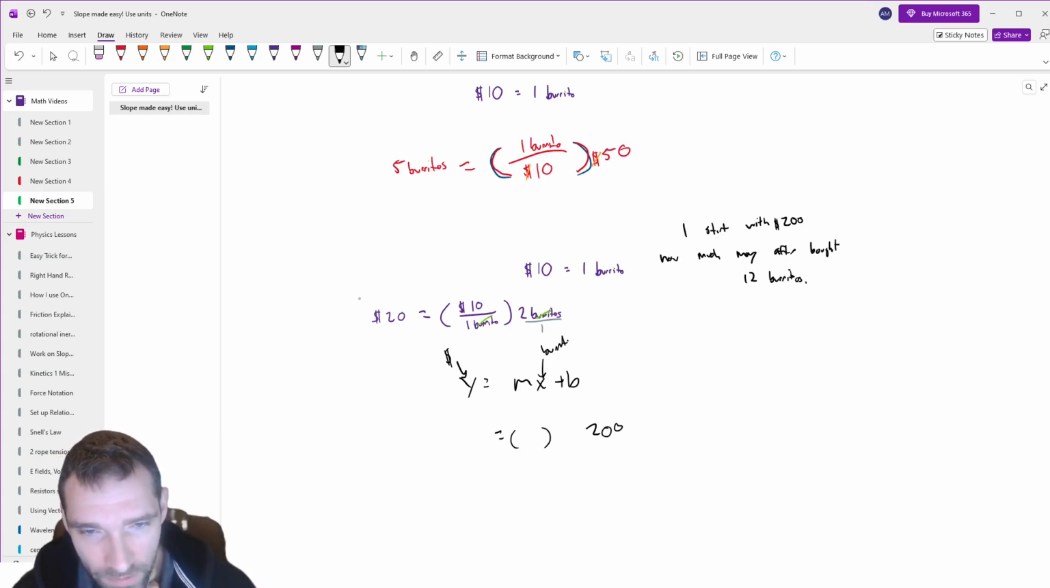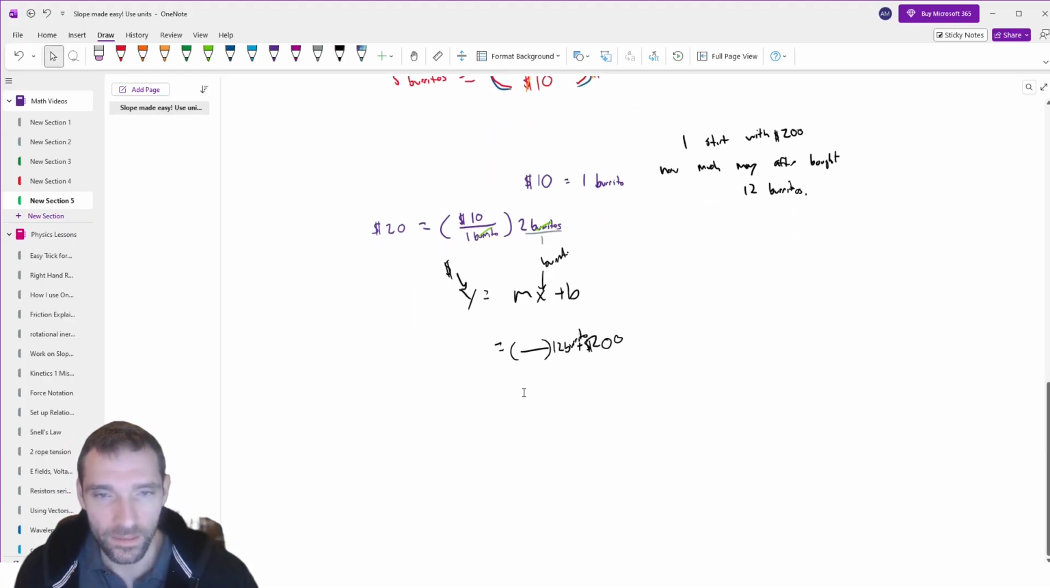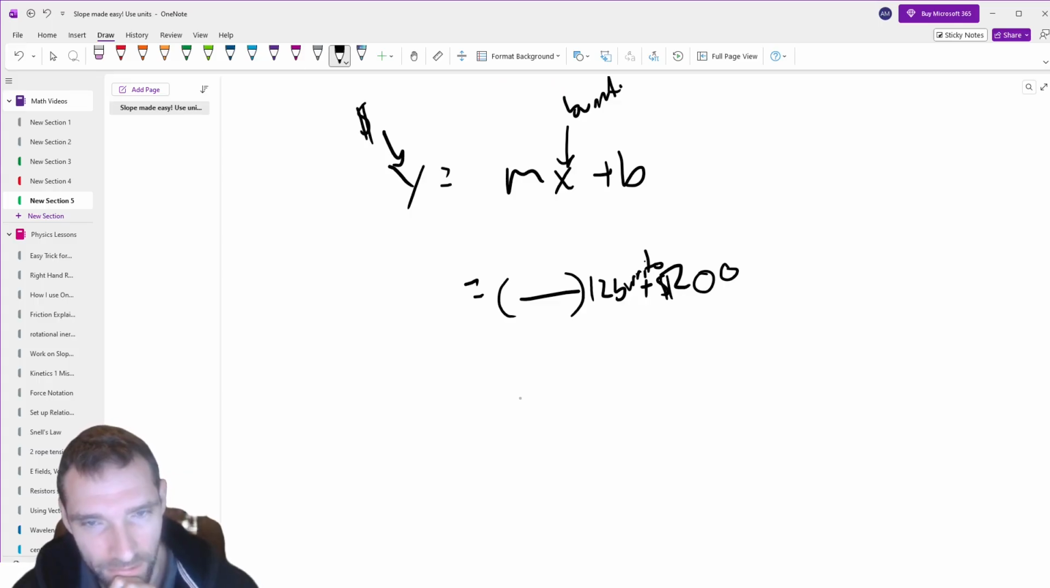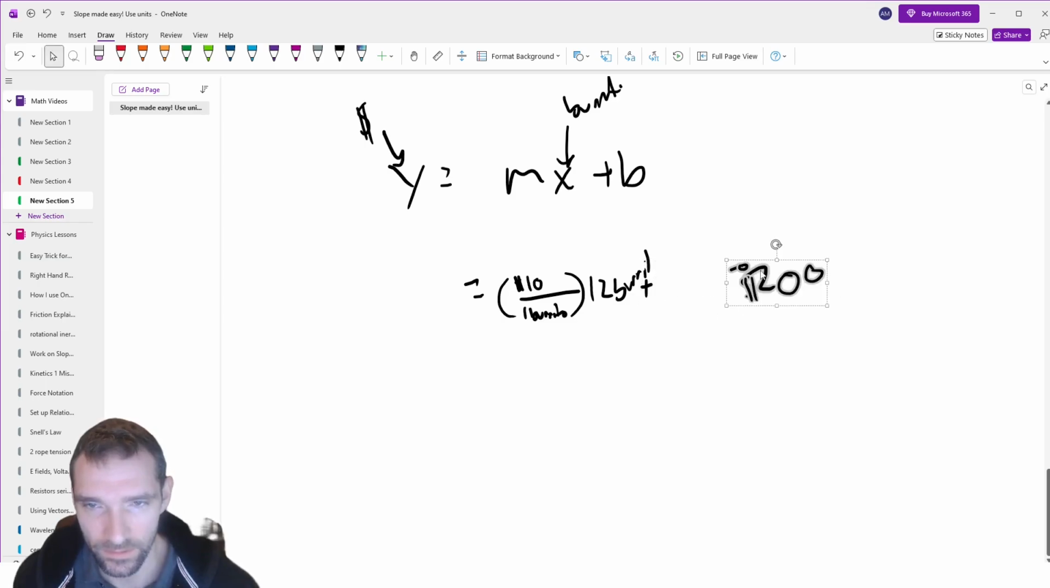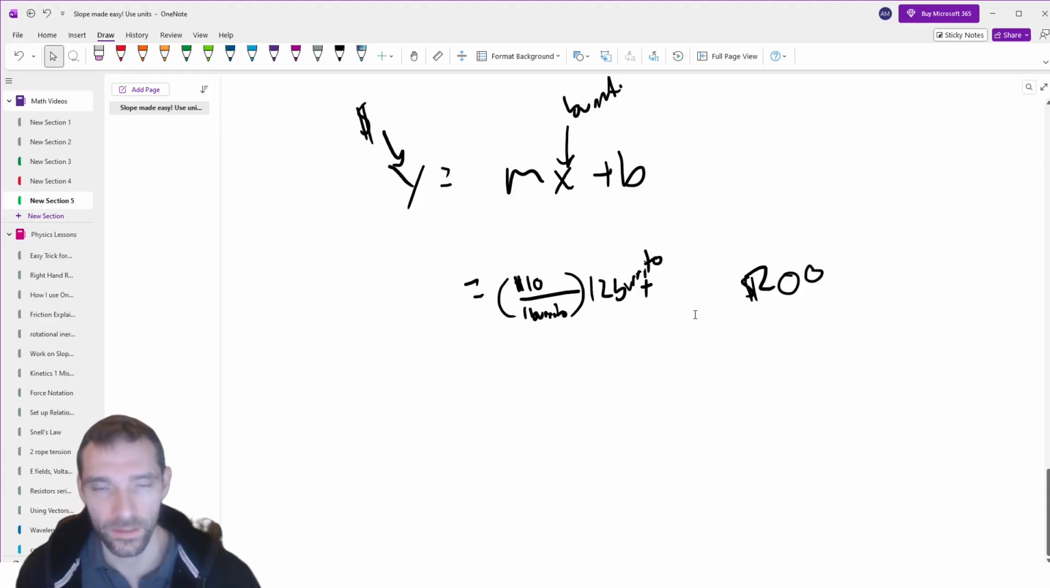And then the number of burritos was 12. So we've got 12 burritos, and now I'm trying to convert using one burrito costs $10, and the fact that we have $200 in addition to our burritos. So we had $200 at first.